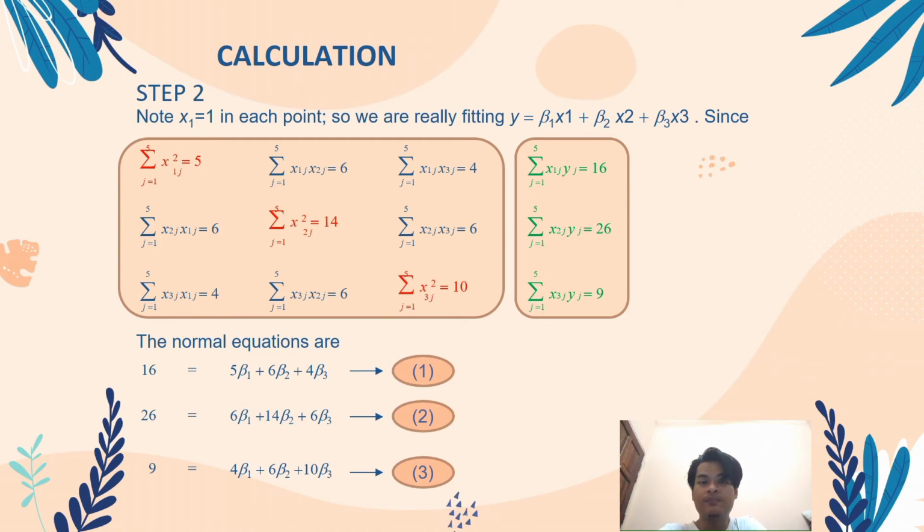For the second equation, summation of x2 power of 2 must be in the middle because the main variable is x2. For the third equation, the main variable is x3. Therefore, the position of x3 power of 2 must be in the last. So the normal equation that we get is, first is 5 beta 1 plus 6 beta 2 plus 4 beta 3 equal to 16. Second, 6 beta 1 plus 14 beta 2 plus 6 beta 3 equal to 26. Third, 4 beta 1 plus 6 beta 2 plus 10 beta 3 equal to 9.